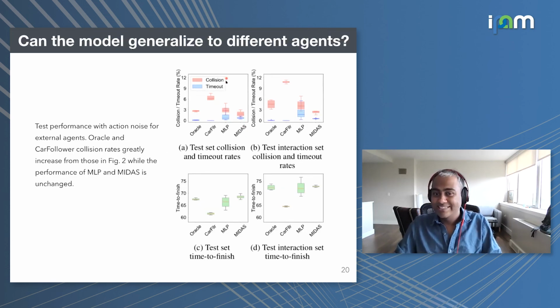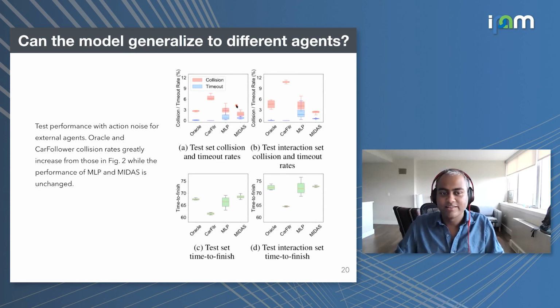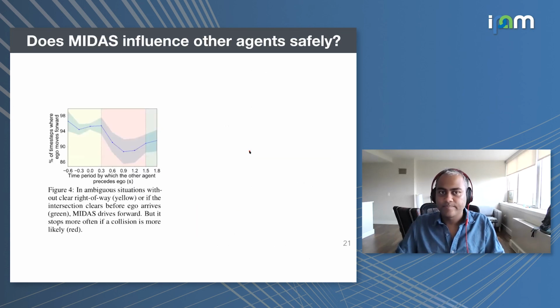You can also show that it generalizes to different policies. So in this case, you can add a little bit of noise to external agents and show that you're still consistently driving safely and efficiently as compared to, let's say, the Oracle in MIDAS.